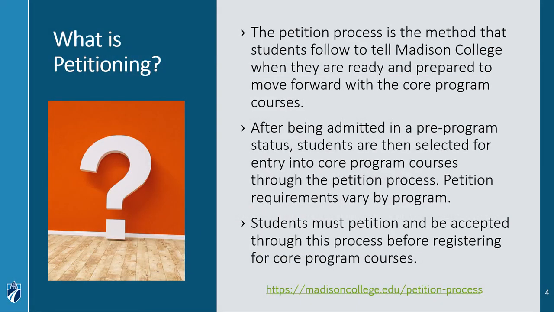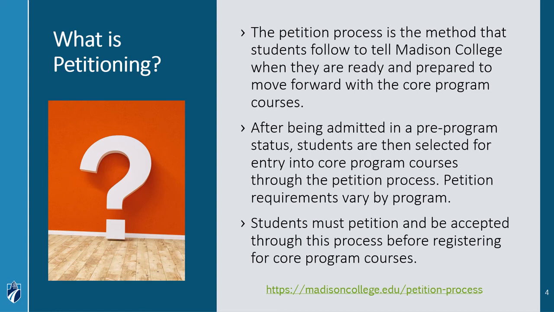What is petitioning? The petition process is the method that students follow to tell Madison College when they are ready and prepared to move forward with the core program courses. After being admitted to pre-program status, students are then selected for entry into core program courses through a petition process. These petition requirements vary by program. Some of the requirements may include reading, writing, math, and science.